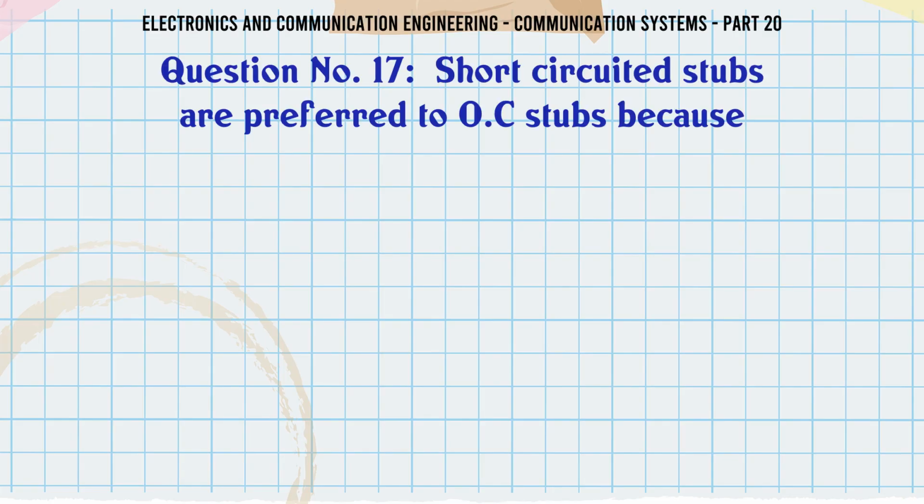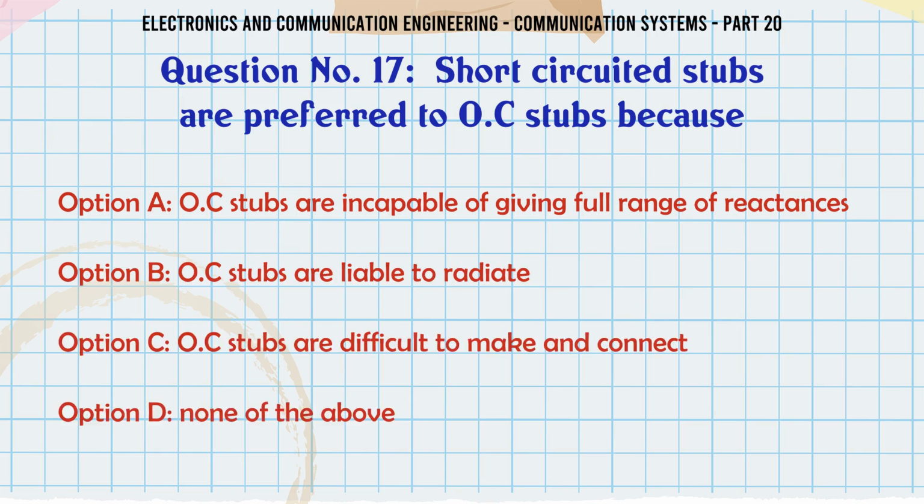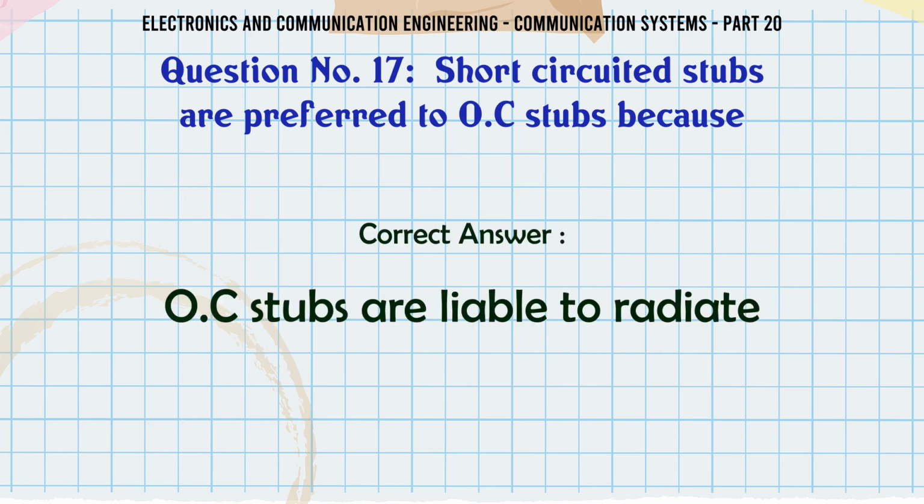Short-circuited stubs are preferred to O.C. stubs because: A, O.C. stubs are incapable of giving full range of reactances; B, O.C. stubs are liable to radiate; C, O.C. stubs are difficult to make and connect; D, none of the above. The correct answer is O.C. stubs are liable to radiate.